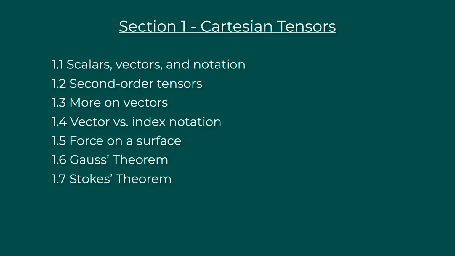Okay, so in summary, in this video, we covered section 1 on Cartesian tensors, and basically we looked at some mathematical notation that's common in advanced fluid mechanics. Specifically, we covered index notation using the Einstein summation convention. We looked at how to write a whole bunch of different things and operators using index notation. We applied that to look at the force on a surface. And then we finished with looking at two powerful theorems, Gauss's theorem and Stokes' theorem.